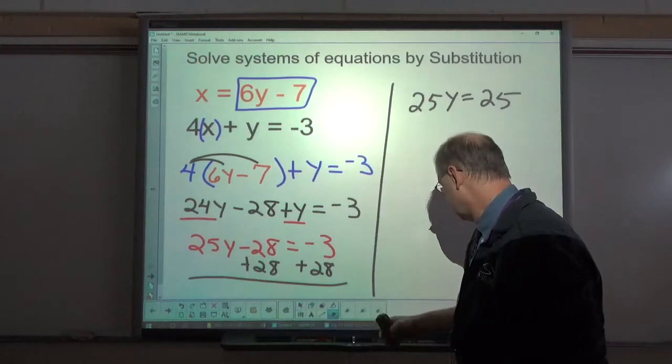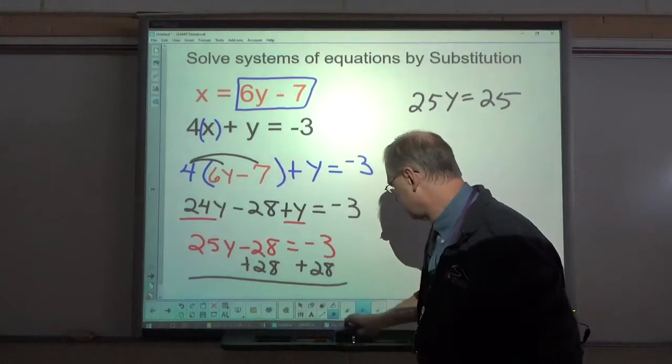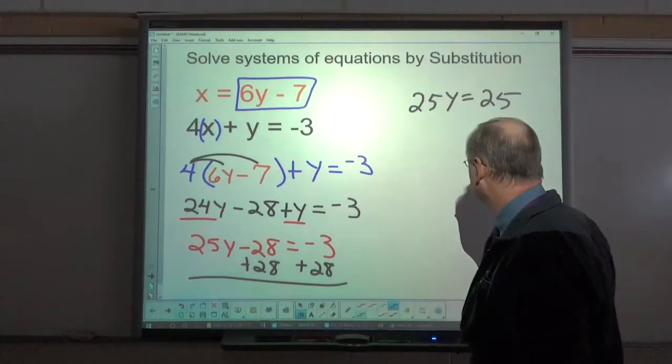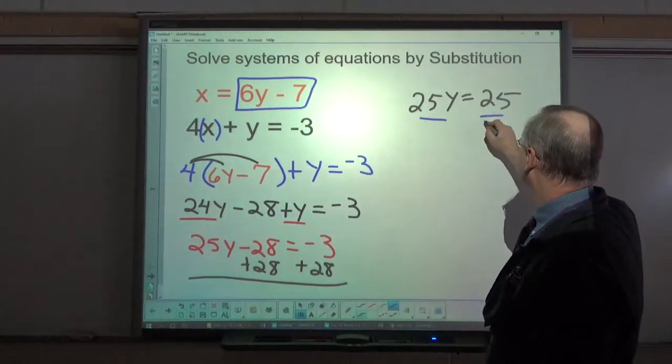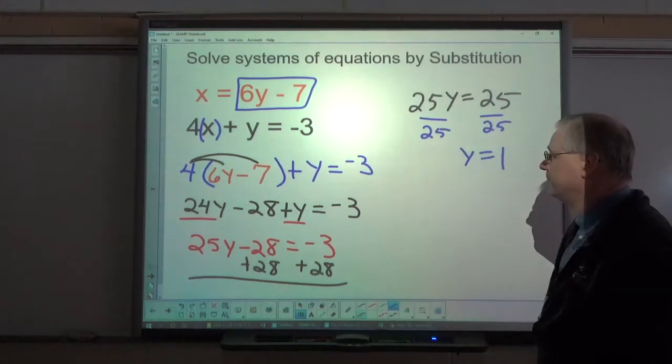I don't like that line there, I'm going to get rid of that. Shouldn't have done that in the first place. Here we go. Then I have to solve for y by dividing by 25. Y is 1.